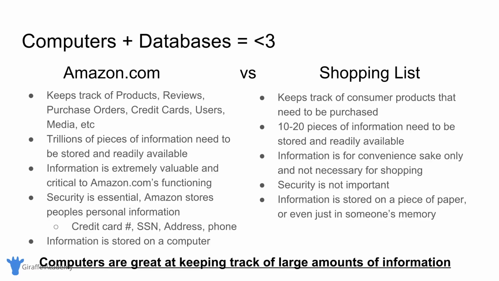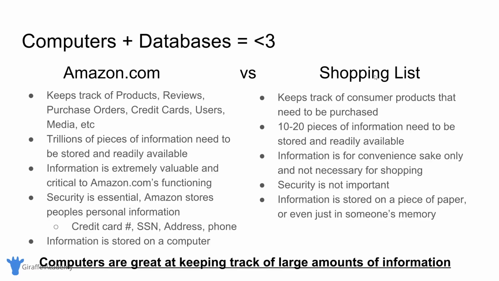So let's take a look and we'll compare and contrast these 2 databases, and we'll see why computers are the preferred medium for storing data. So Amazon.com keeps track of products, reviews, purchase orders, credit cards, users, media, etc. So Amazon is keeping track of so much information. Trillions of pieces of information need to be stored and readily available.